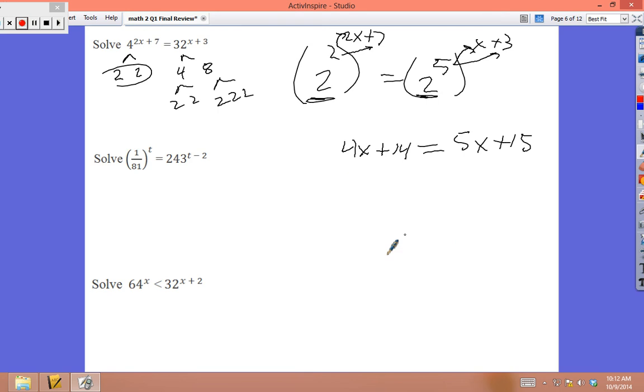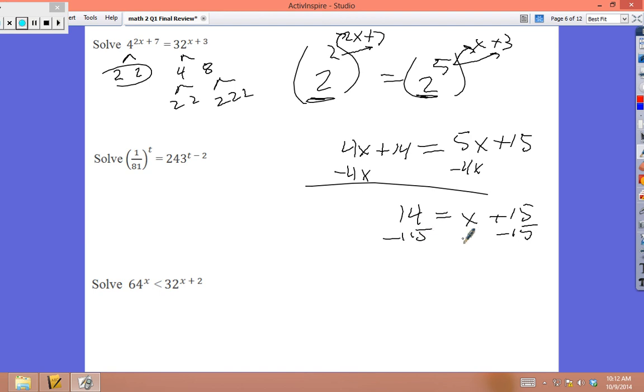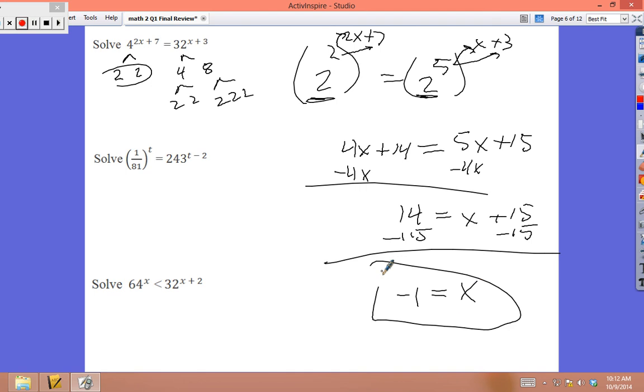Okay, now it's just an equation. So I'm going to get my x's on the same side. I'm going to minus 4x, minus 4x. So I'm going to have 14 equals 5x, take away 4x is just 1x, plus 15. Take away 15 from that side, take away 15 from that side, you should end up with x is going to be a -1 to make that true. So if I plug a -1 in, it will give me the same answer on both sides.